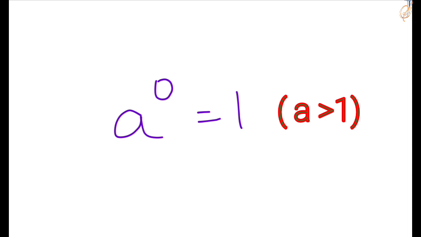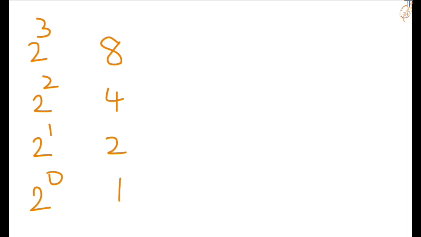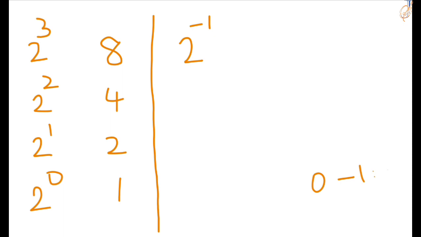Now continue the above patterns. 2 power 3, the value is 8. 2 power 2, the value is 4. 2 power 1, the value is 2. 2 power 0, the value is 1. Now continue this again. If you're decreasing the exponential form, you will get 2 power minus 1. So here 0 minus 1 is equal to minus 1. 2 power minus 1, the value becomes half of the previous one.